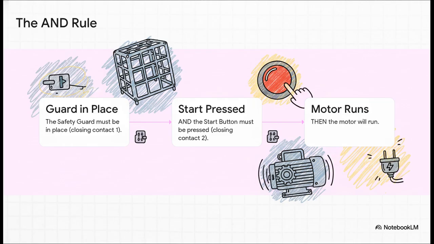The logic says the safety guard has to be shut, closing its switch, and the operator has to press the start button. Only when both of those things are true at the same time will the motor actually run. It's a simple and, more importantly, a foolproof way to make sure nobody gets hurt.